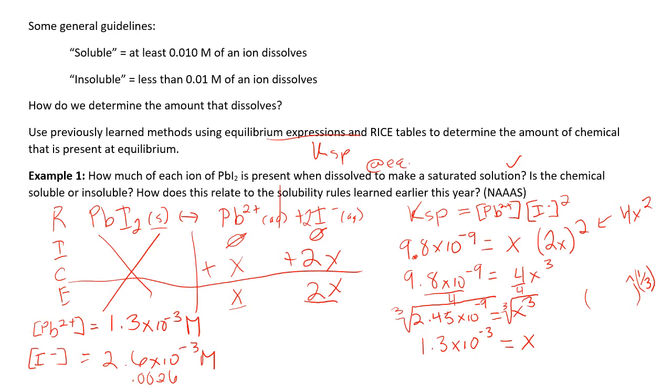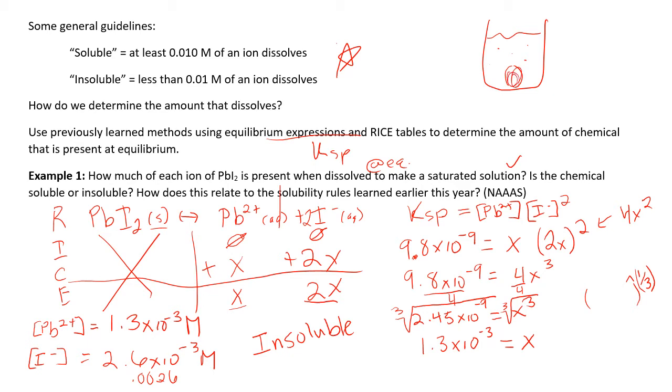Now, it says, is the chemical soluble or insoluble? So if we're at like 0.0026 molar, 0.0013 molar, comparing that up here, that's looking like we are pretty insoluble. Very small amount is actually dissolving. So if we're thinking about our container with our water and our solid, only a little bit of the ions are actually separating, but most of it's staying in that solid form.